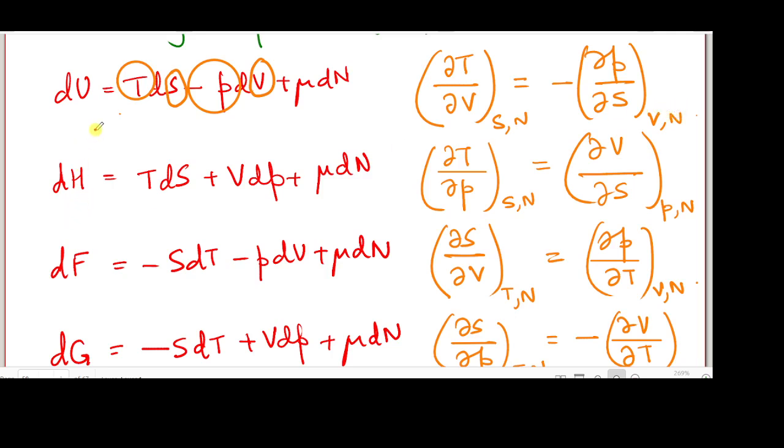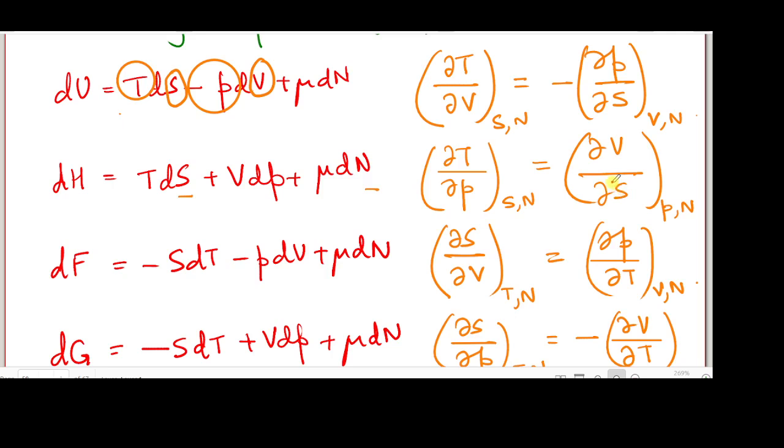Now H is obtained from U by adding PV, and that tells us that dH is TdS plus VdP plus μdN. Using the same argument, what we get is ∂T/∂P at constant S and N is the same as ∂V/∂S at constant P, N. Now these are the Maxwell equations, two of them, and these two equations contain S in the denominator.